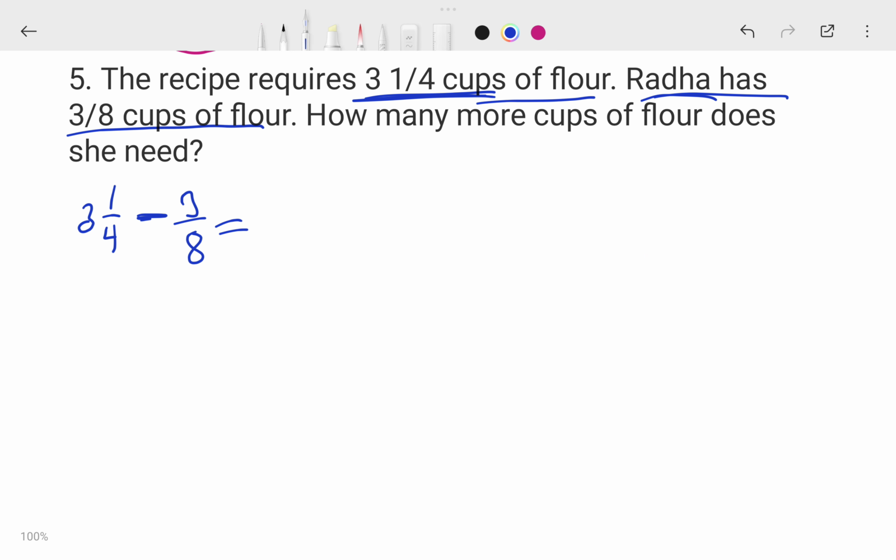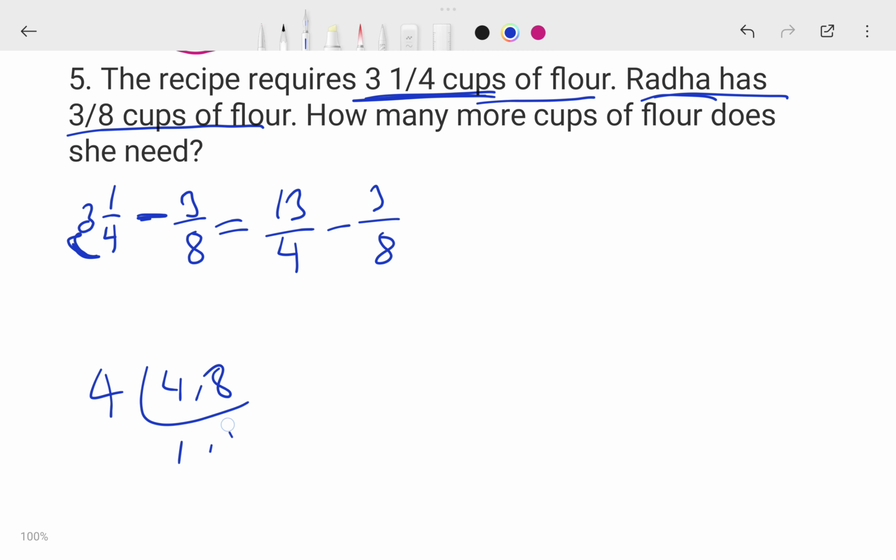So now when you do this one, first convert this into the fraction. 4 into 3 is 12, 12 plus 1, this is going to be 13/4, then minus 3/8. So when you take the LCM of 4 and 8, this is 4 1 jar, this is 4 2 jar, then you multiply, this is going to be 8 only.